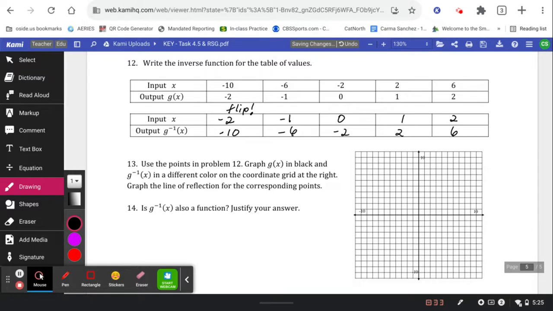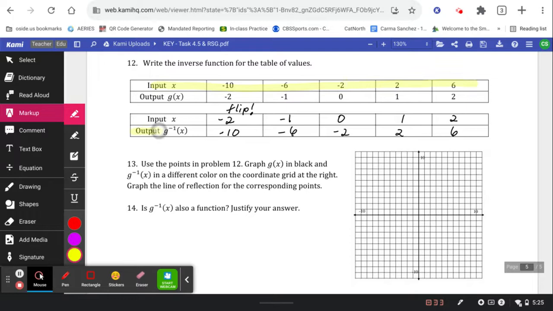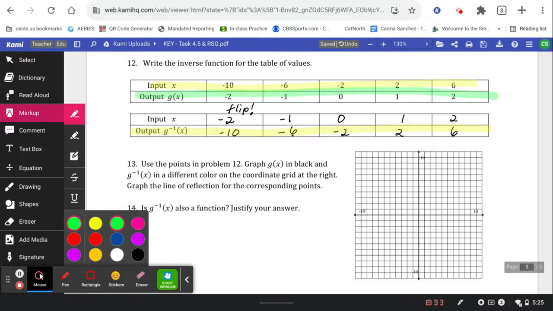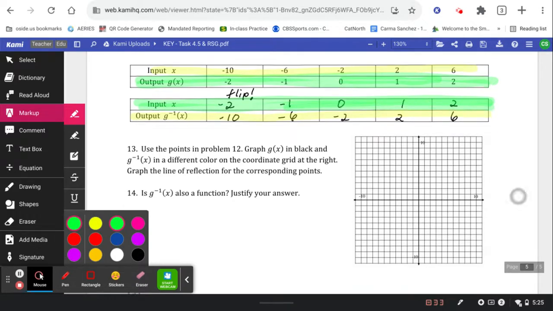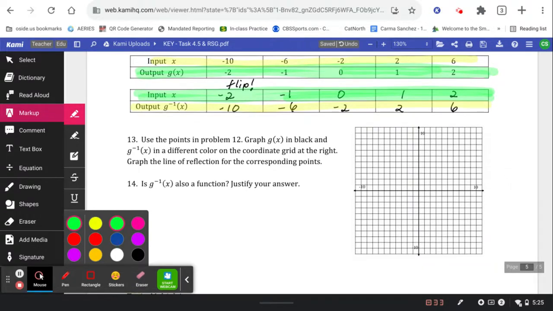So now my top goes negative 2, negative 1, 0, 1, 2, and my bottom goes negative 10, negative 6, negative 2, 2, 6. Notice that all my original inputs are now my outputs for the inverse function, and all my original outputs have now become my inputs of the inverse function. It's literally that easy. Use the points in problem 12. Graph g of x in black and g of negative 1 of x in a different color. Repeat after me. G of x, g of negative 1 of x.